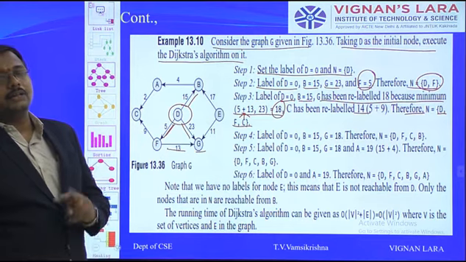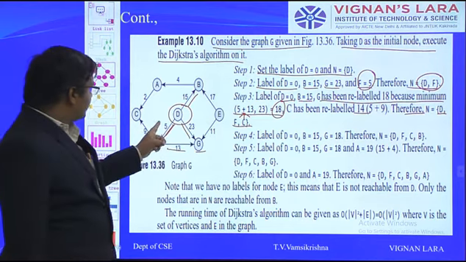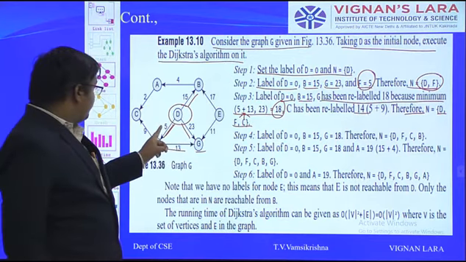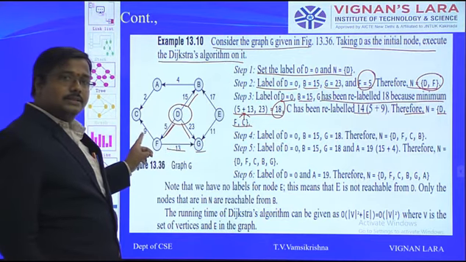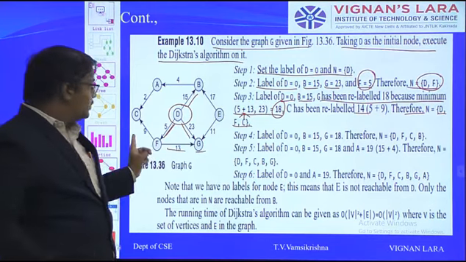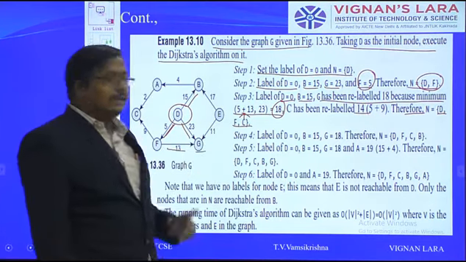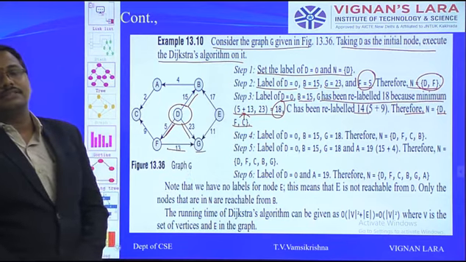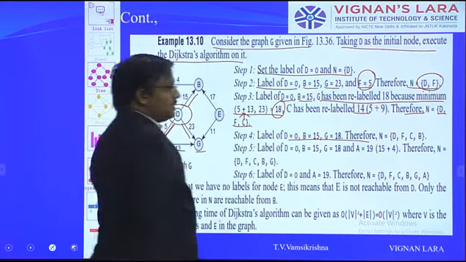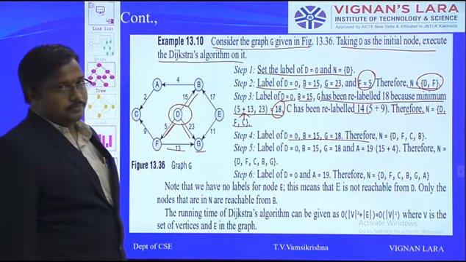Why? Because we are getting two paths. One is 5 plus 13, 18, which is one distance. 5 plus 9, 14, is the other distance. By considering these two, the shortest one is 14. That's why we are selecting C as the next visited vertex. Next we need to do a similar kind of exercise.